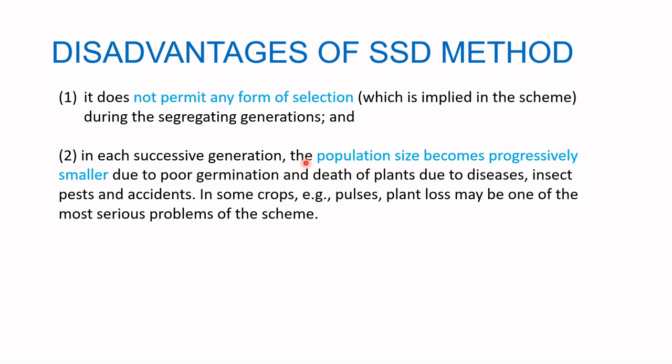This is quite common in pulses, because in pulses, during maturity, shattering of pods is one of the most important characters. Shattering means drying of pods and natural opening of the pods after drying itself, and the seed will fall on the surface before we harvest it. So shattering loss is huge in pulses.